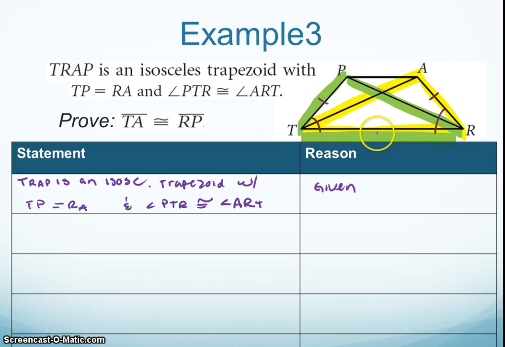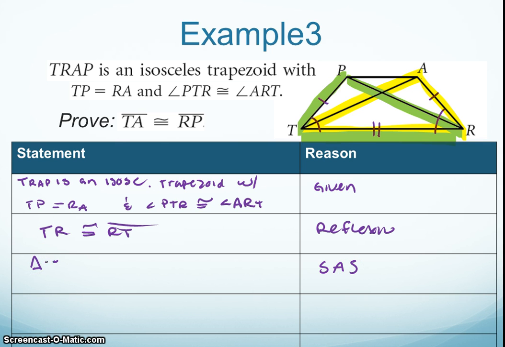So I do see that TR is in both the green and the yellow triangle. So I'm going to say TR is congruent to RT, and that's just reflexive. That's what we say when something is congruent to itself in both of those. It's the obvious one. So now I have in the green triangle a side, angle, and side, and in the yellow triangle I have a side, an angle, and a side. So I do know that I have the side angle side conjecture.